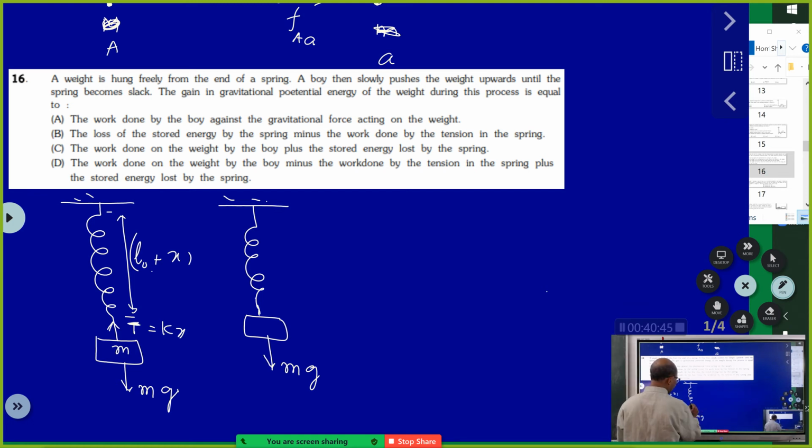So in the second case, there is again some tension, and also the external force applied by the ball. This is the external force applied by the ball.